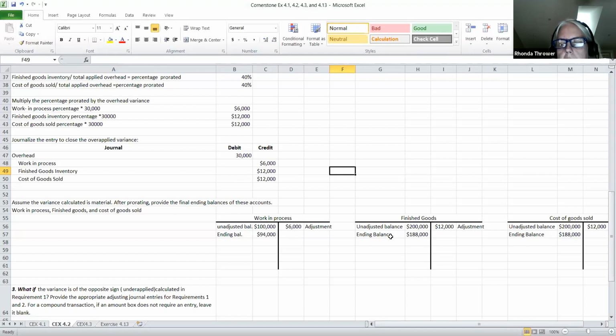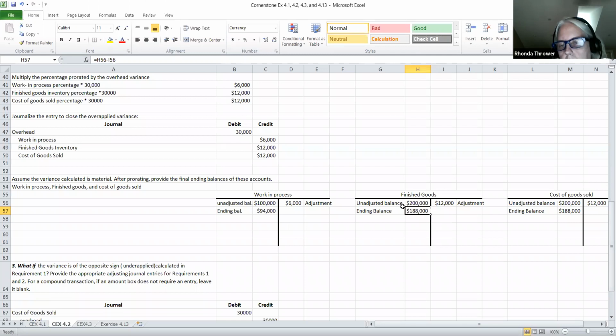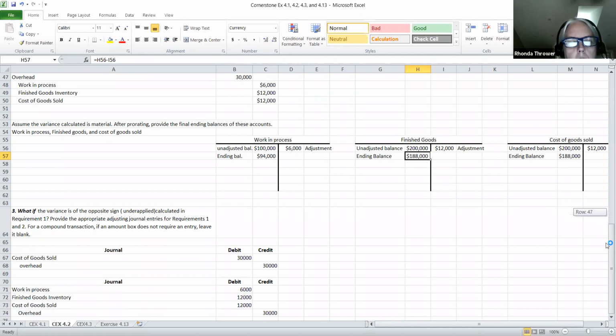Finished goods is an asset account. So its ending balance here, the debit side is the increase side. We're going to subtract the 12,000, and that's going to leave us with a 188,000 ending balance in finished goods. The unadjusted balance, the balance before we did this adjustment of 12,000 to the cost of goods sold, leaves you with an ending balance in cost of goods sold of 188,000. Work in process and finished goods will end up on your balance sheet. Cost of goods sold would end up on your income statement.